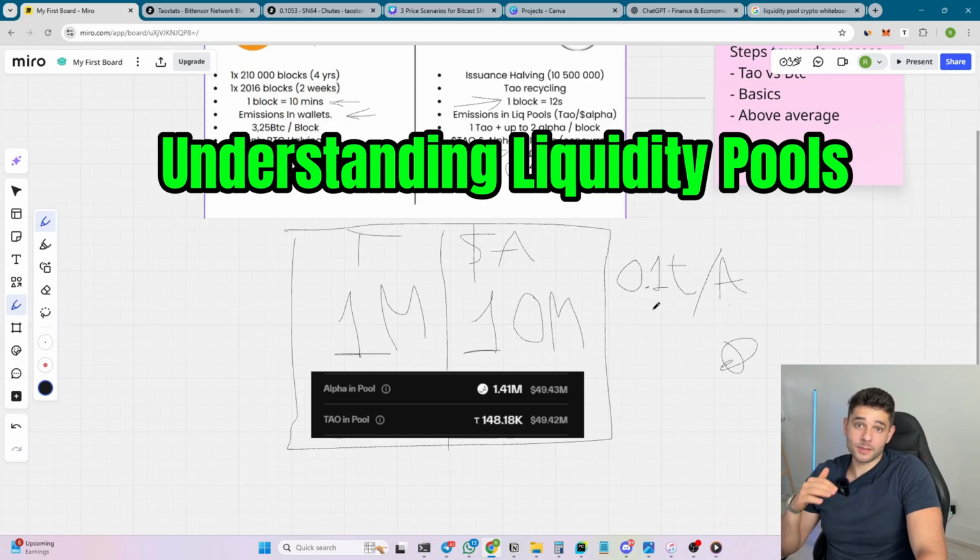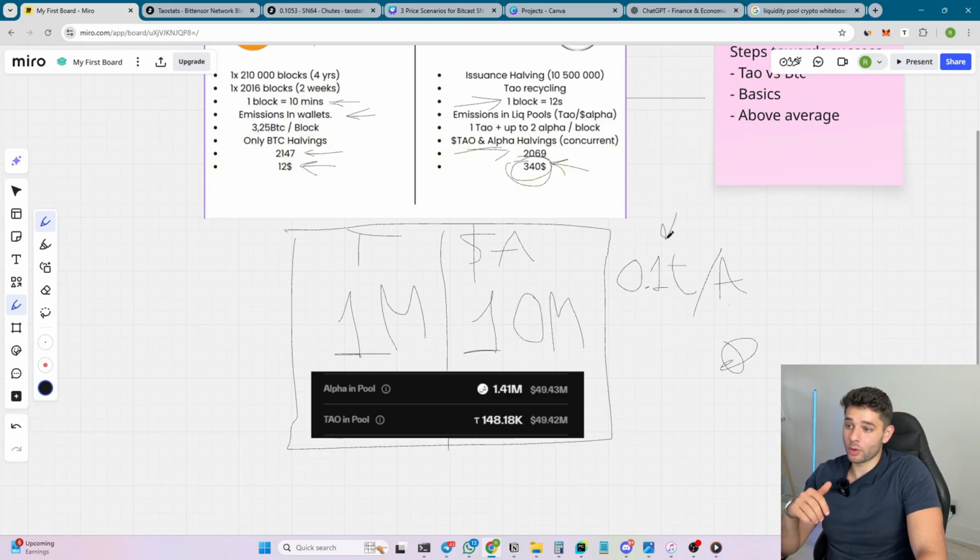Let's say a subnet token is priced at 0.1 Tao per alpha. So in the liquidity pool, there's going to be 1 million Tao tokens and 10 million alpha tokens. And as you can see, 1 million Tao tokens is equivalent to 10 million alpha tokens at a price of 0.1.